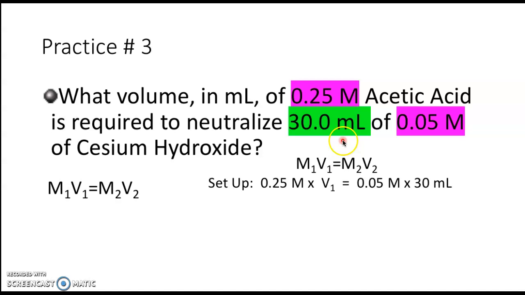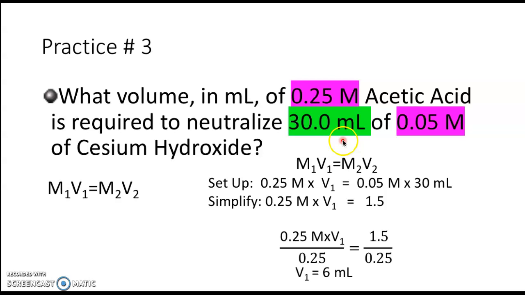Then my setup should look like this: 0.25 molar times V1. I'm going to simplify, and then I divide on both sides, and there I go. And my answer should be 6.